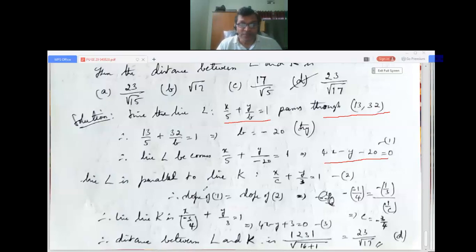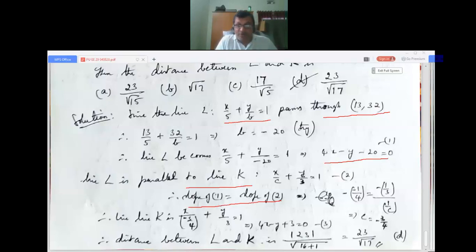The line L is parallel to line K, as given in the question. So line K is x by c plus y by 3 equals 1. If the lines are parallel, their slopes are equal. So slope of 1 will be equal to slope of 2. Slope of 1 is minus b by a, so minus of minus 1 by 4 is equal to the slope of this second line, which will be minus 1 by 3 divided by 1 by c.